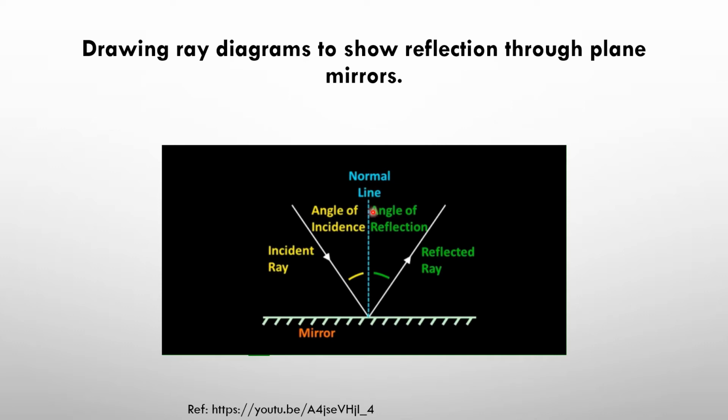The perpendicular line that is drawn to the plane mirror at the point where the light ray hits the mirror is called the normal line, and the angle between the incident ray and the normal line is called the angle of incidence, and the angle between the normal line and the reflected ray is called the angle of reflection. So this is the ray diagram that you have to draw to represent the reflection that occurs through a plane mirror.